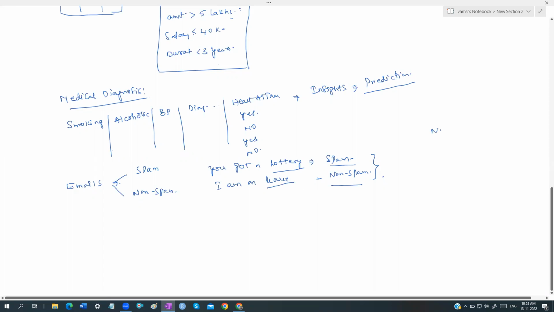For example, a new email is coming saying that you won a lottery. Immediately it will identify that the word lottery is there. So the machine identifies that it is a spam, and immediately it will redirect it to a spam folder. That is the best example of machine learning.